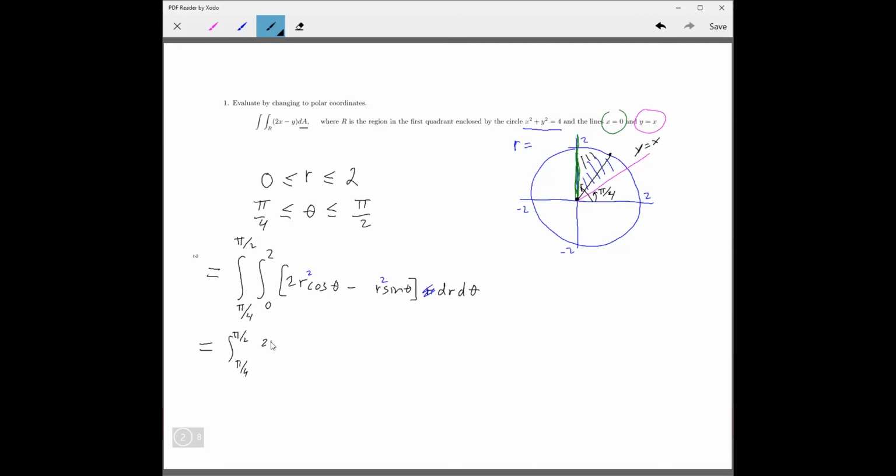Okay, so this is gonna be 2r cubed over 3 cosine theta minus r cubed over 3 sine theta. That's integrating. And then I'm going r equals 0 to r equals 2, so 0 to 2 on the r. So plugging a 2 in, we get 16 right here, and 8/3.